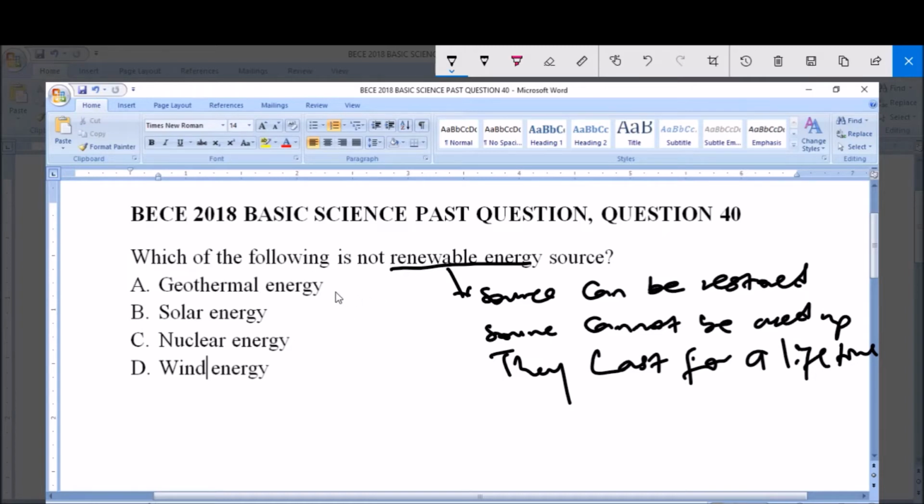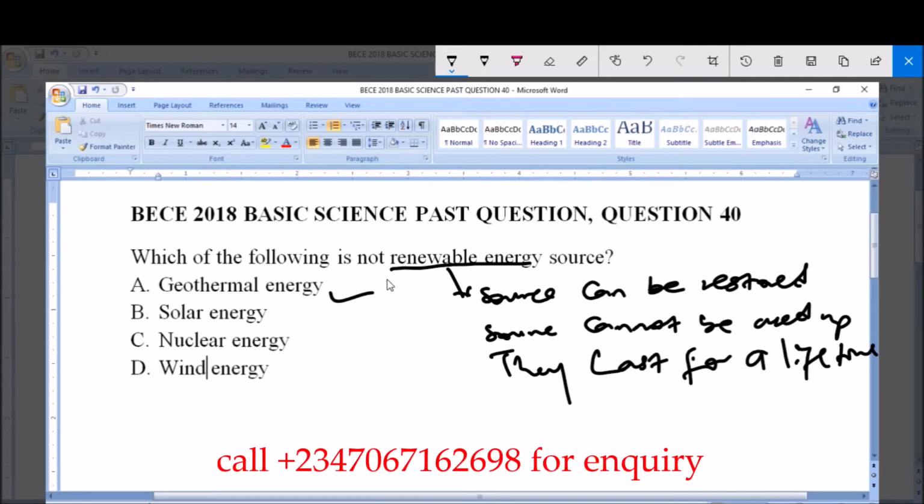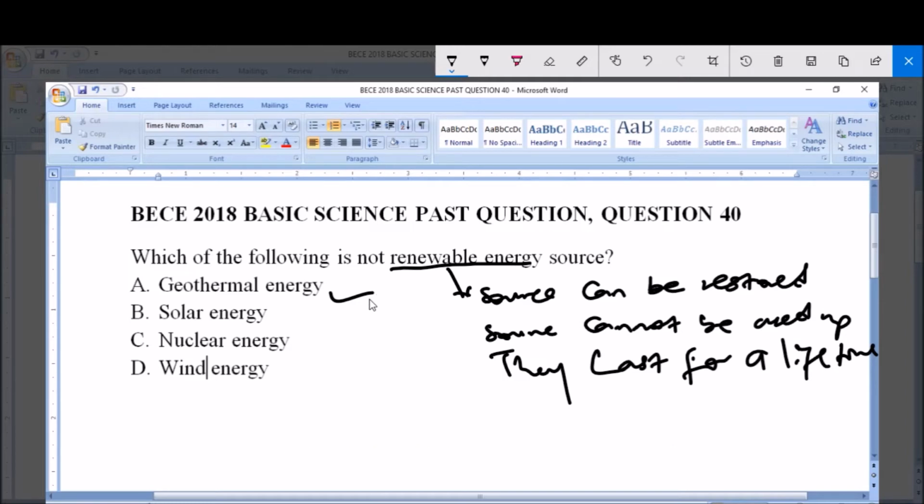Now let's start with A, geothermal energy. What is geothermal energy? Geothermal energy is energy in the form of heat. From the word thermal, you hear geothermal energy. They are energy in the form of heat. And this energy is usually gotten from plants.